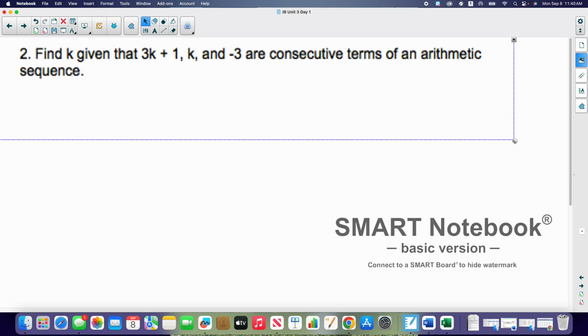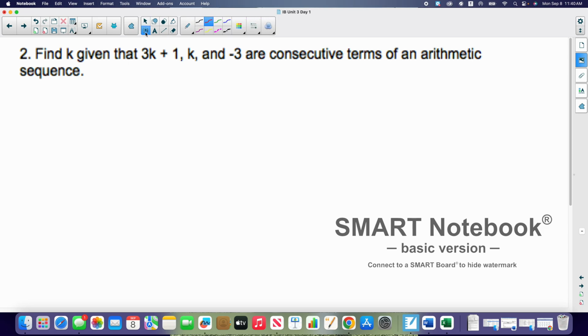It asks me to find K, given that 3K plus 1, K, and -3 are consecutive terms of an arithmetic sequence. That's kind of funny how it's written. I like to draw the picture of it. So 3K plus 1 goes in that blank, K goes in that blank, -3 goes in that blank. That's my picture.